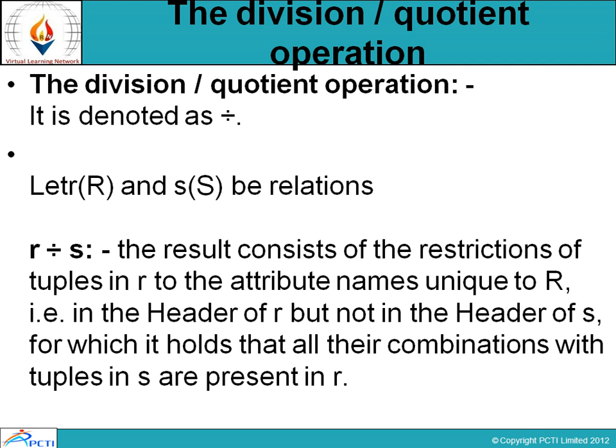Now the division and quotient operation. The division operation can also be applied here. It is denoted by this division symbol. Let's consider R and S to be relations, and R division S is used. The result consists of the restriction of tuples in the attributes that are in the header of R but not in the header of S, for which it holds that all their combinations with tuples in S are present in R.